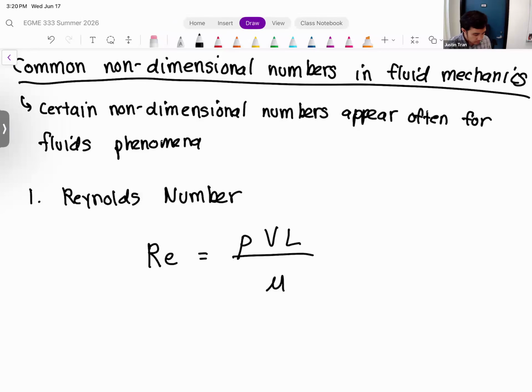Okay. So this is really important. And as you can see, it's shown up twice here, in all of our examples so far, right? Because the Reynolds number, what we're going to talk about later today, is how we essentially determine whether a flow is laminar or turbulent.